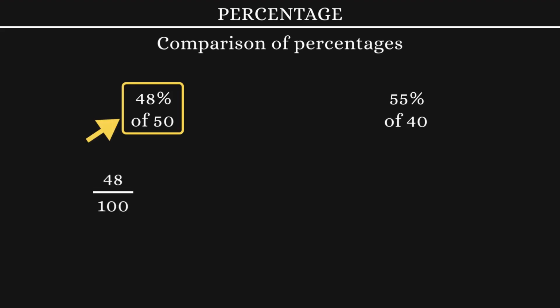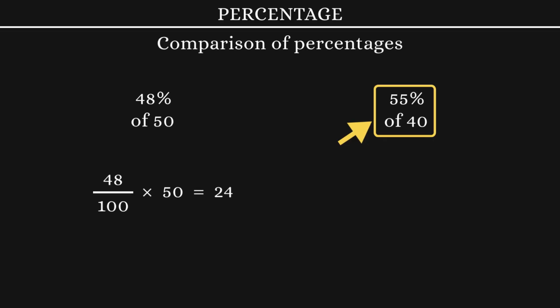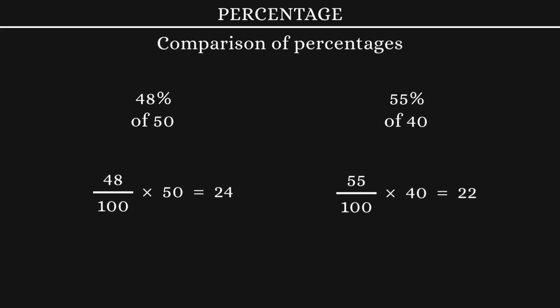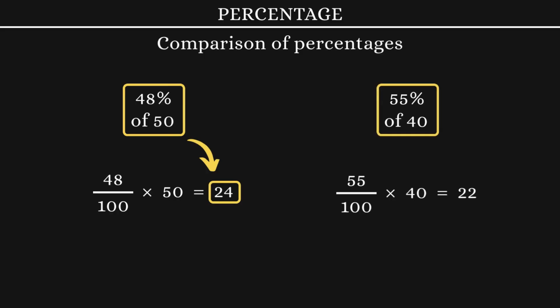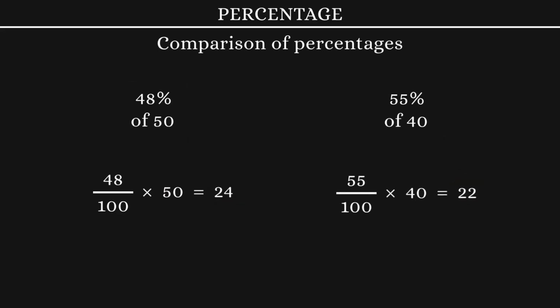This will be 48 divided by 100 into 50, which is 24. And this one will be 55 by 100 into 40, which will give us 22. So though 48% is less than 55%, 48% of 50 will be more than 55% of 40. So when you are given a comparing question, always find the final value and then give your answer.